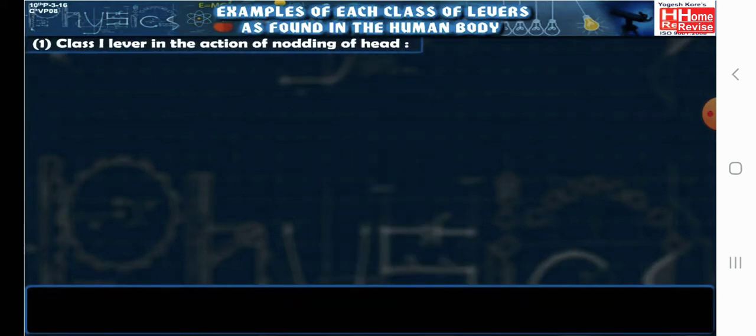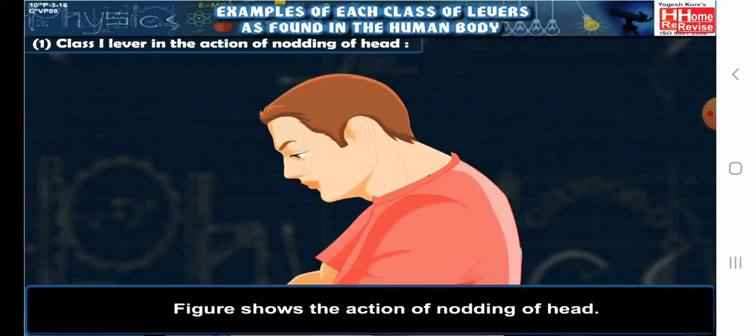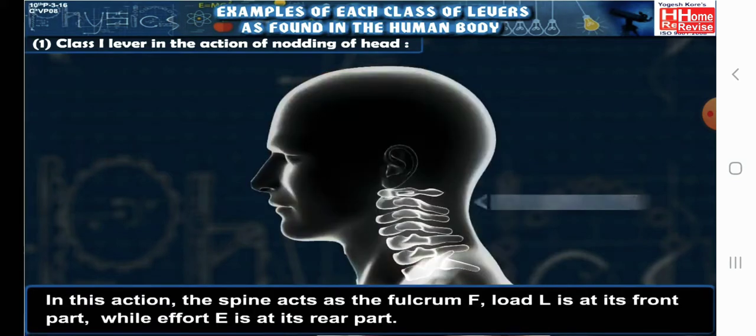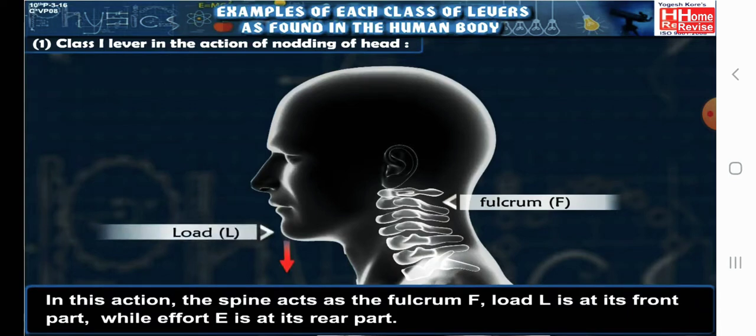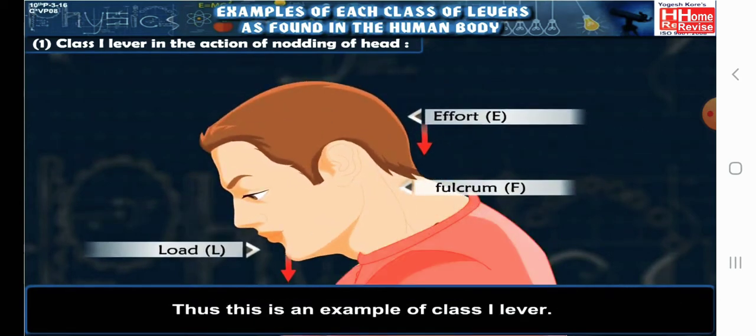1. Class 1st lever in the action of nodding of head. Figure shows the action of nodding of head. In this action, the spine acts as the fulcrum F, load L is at its front part, while effort E is at its rear part. Thus, this is an example of class 1st lever.